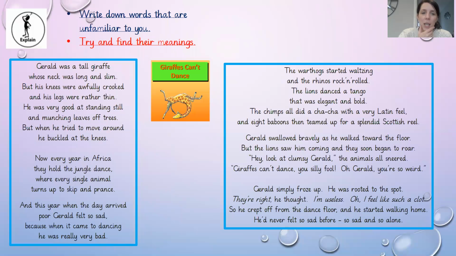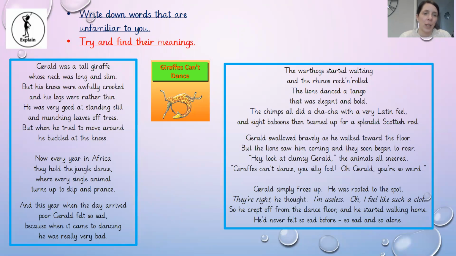Our new text is the story Giraffes Can't Dance. It's not all of the story, it's just part of the story. So as I read this story today, try and think about what words are unfamiliar to you and write them down. You can pause the video whenever you want to give yourself time to write them down. Then when you've finished writing the unfamiliar words, try and have a look in a dictionary for their meanings.